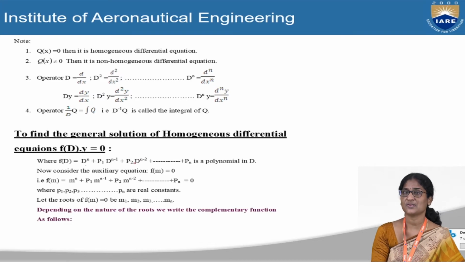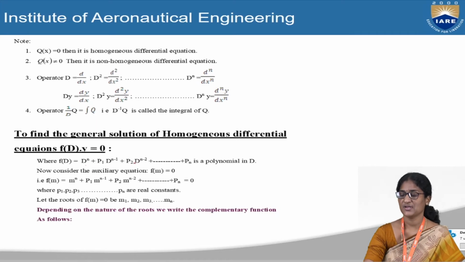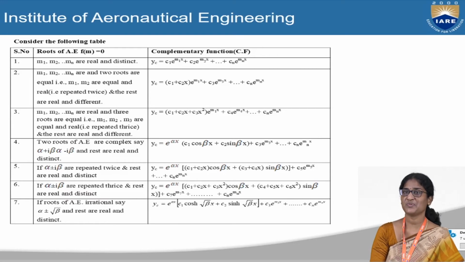What is the auxiliary equation? It is the equation obtained by replacing capital D with some variable small m and getting the roots for f of m equal to 0. The number of roots depends upon the order of the differential equation. Depending on the nature of the roots, we write the complementary function as follows. We have different varieties based on the roots. I said that the roots may be real and repeated, real and distinct, complex and repeated, complex and distinct, and a root may be zero. All these 5 varieties of roots we may get when we solve a differential equation.